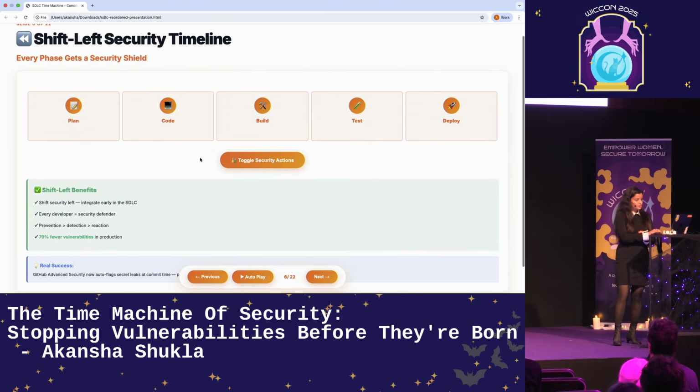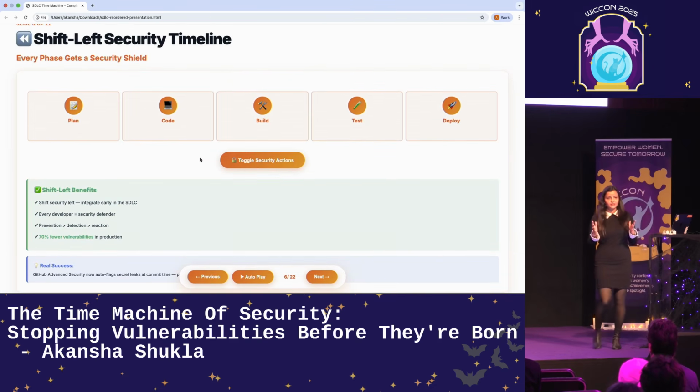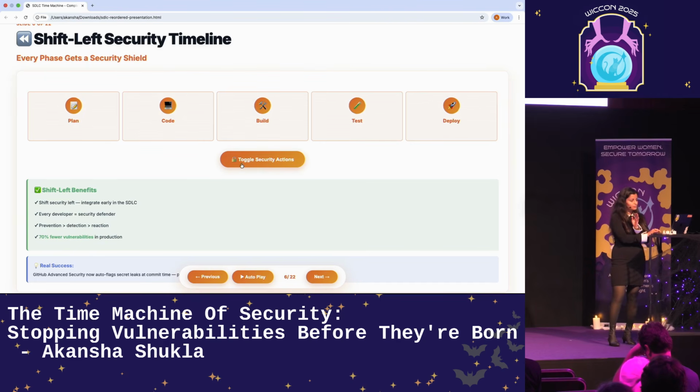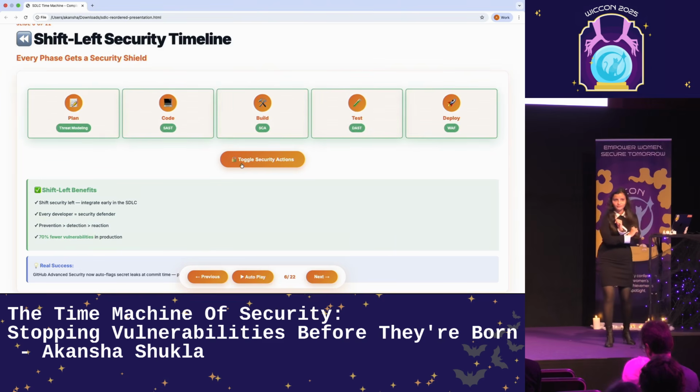All right. These are the phases you see on the screen, the normal, traditional life cycle: plan, code, build, and test. What does shift left mean if you see this as a life cycle? Let me give you an example of what happens when we shift left. In the plan phase, we start with threat modeling. In the code phase, we have static application security testing. In the build phase, we have software composition analysis, where we do dependency testing. And definitely DAST in the test phase.